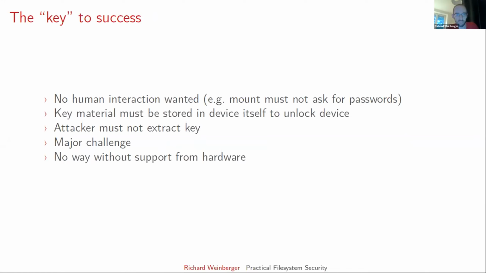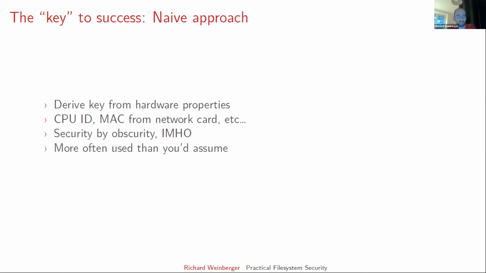But the attacker must not extract the key. You see the problem. Without hardware support, you can give up there. So you have to have some way to store the key in a secure way. Beware, it happens more often than I want to that people just derive a key from hardware properties. They have some more or less secret algorithm that will take your CPU identifier or MAC address and then generate the key. And as long as you don't know the properties and the algorithm, you're fine, but that's security by obscurity. Please don't do this.